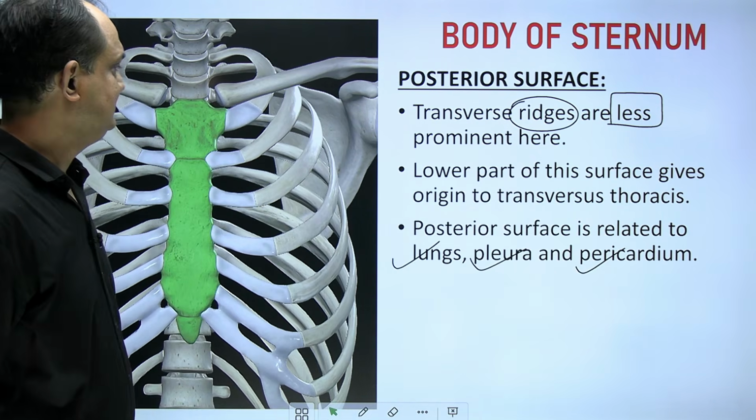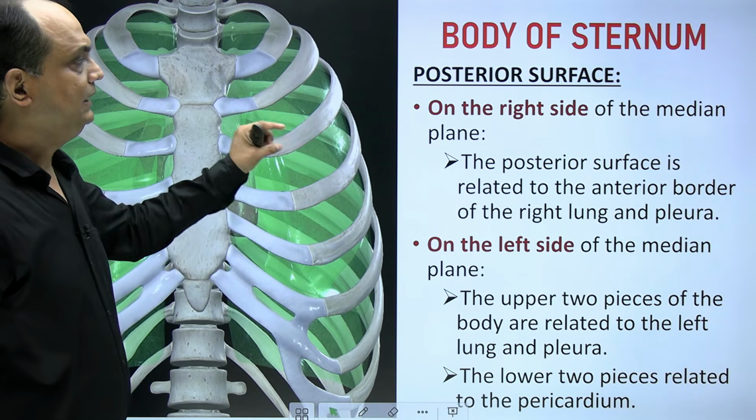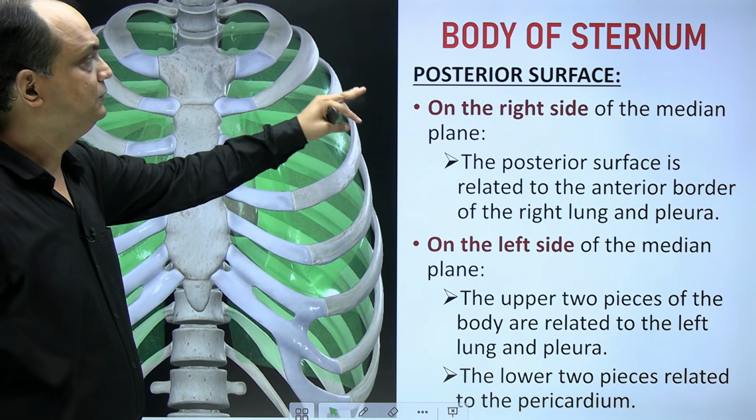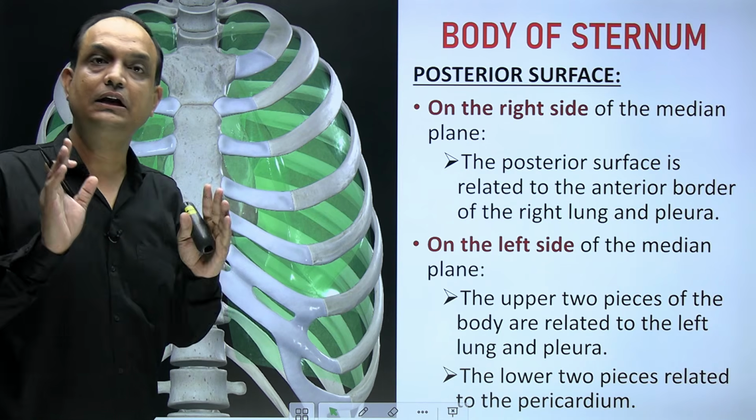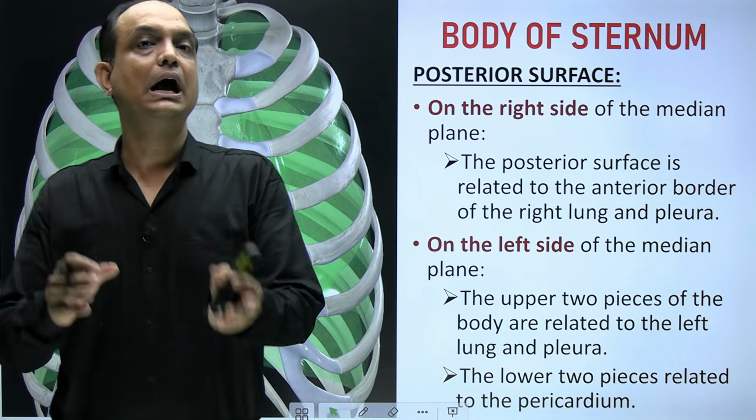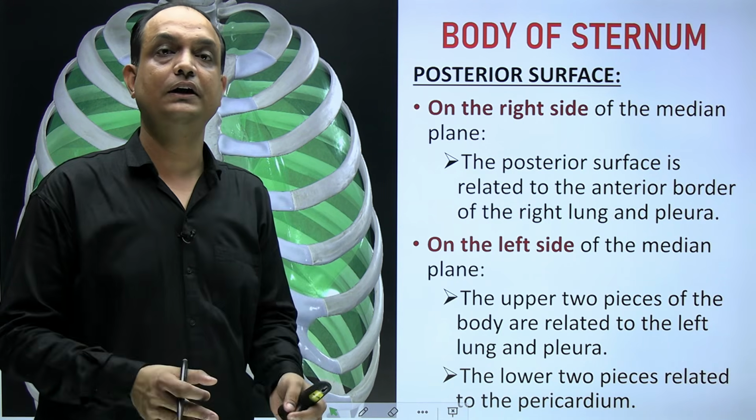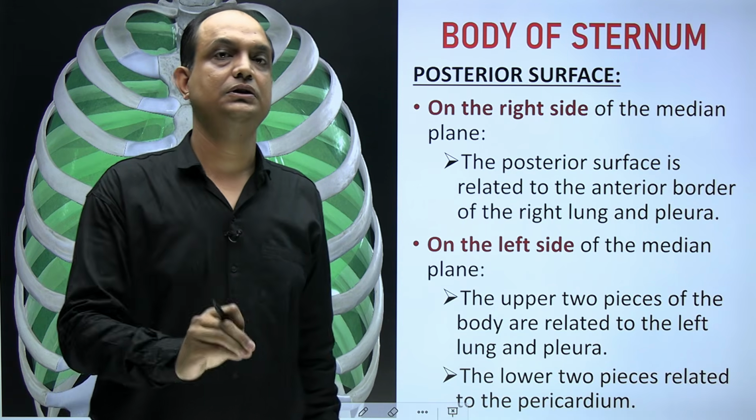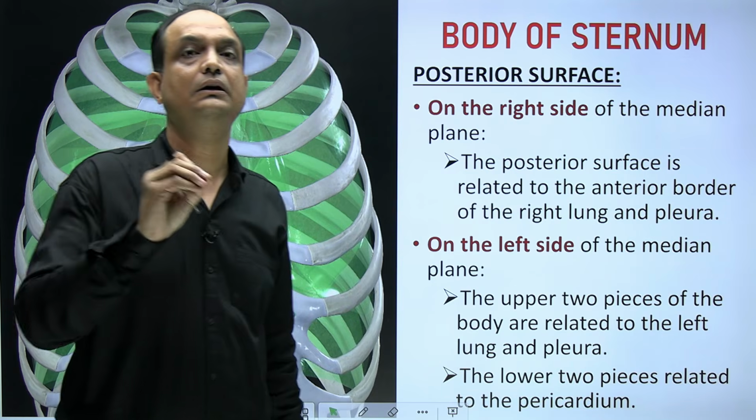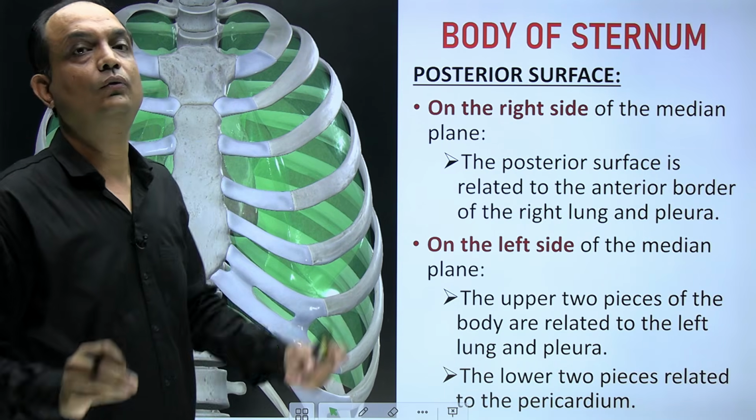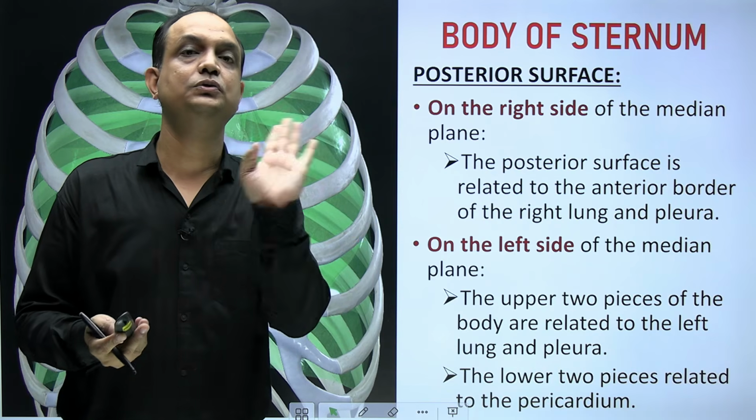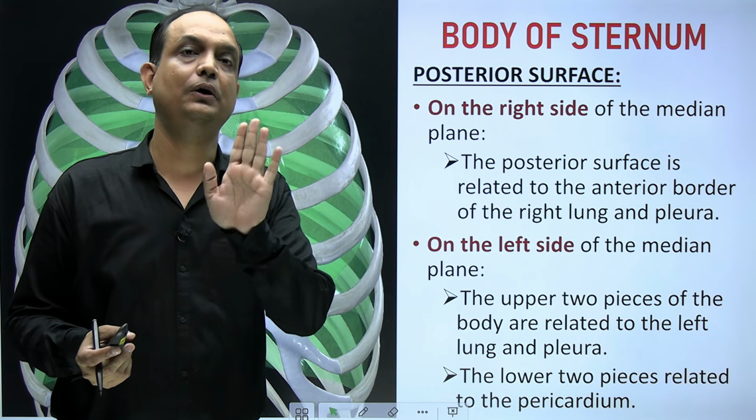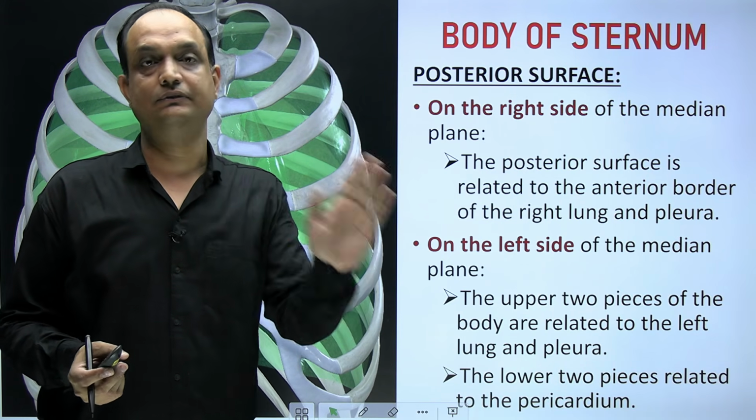So let's see these things one by one. My dear students, when you see the posterior surface, the relation of the lung, pleura and pericardium is different on the right and left sides. This is a very commonly asked question in your spotting, viva and MCQs: what is the difference between the posterior relations of the body of sternum on the right and left sides.